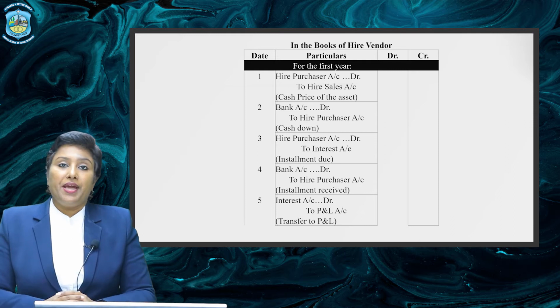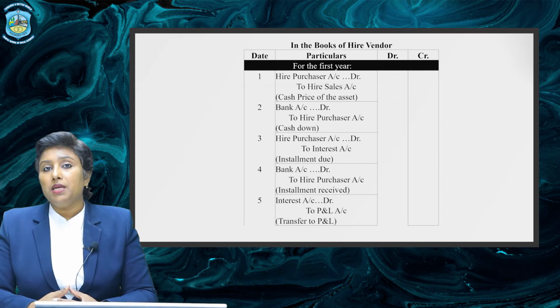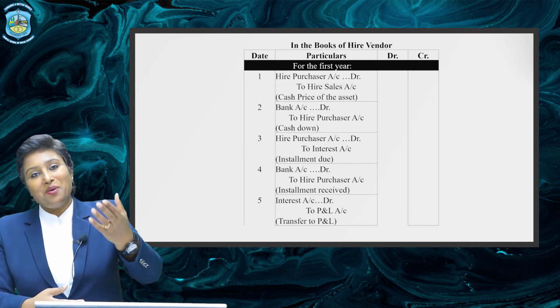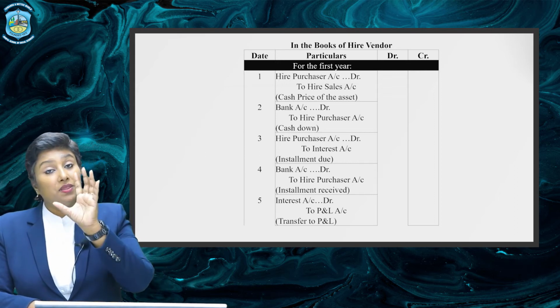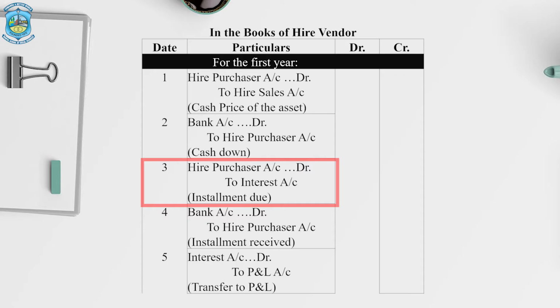So, the first entry is simply debtors account debited to sales, or here it will be termed in a different manner, that is hire purchaser account debited to hire sales with the entire amount of cash price of that particular goods. Now, the next entry would be at the end of the year when the installment becomes due. Now, when the installment becomes due, the vendor would be expecting some interest. Yes, the same interest which the purchaser has debited in his books of account as an expense, the same interest is income for the vendor, and therefore it will be credited in the books of vendor.